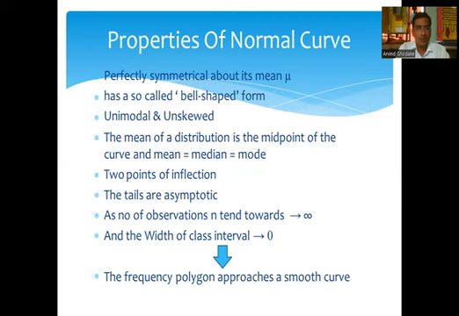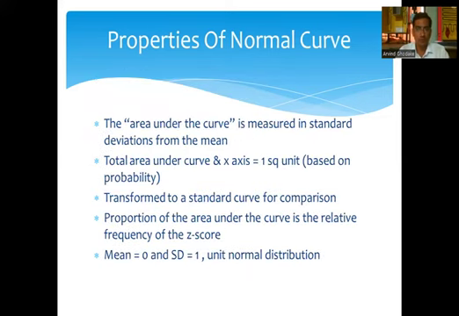It is a two-point inflection curve, so the tails are asymptotic. Next, as the number of observations n tends towards infinity and the width of the class interval tends to 0, the frequency polygon approaches a smooth curve. Then the area under the curve is measured in standard deviations from the mean. The total area under the curve and the x-axis is equal to 1 square unit, based on probability.